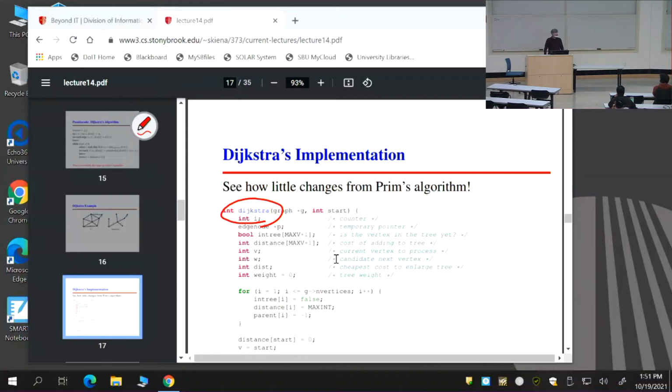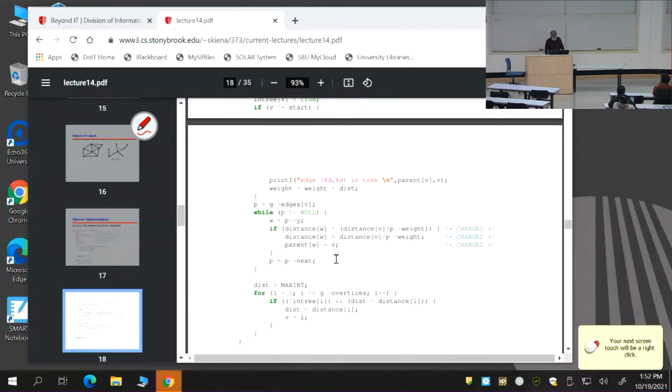Remember what Prim's algorithm did. Prim's algorithm always said we're going to start from a vertex and try to find the edge that links a vertex in our tree to something that's not in the tree. We wanted the cheapest such edge, right? What is the difference now? I am going to claim that the entire difference between Prim's algorithm and Dijkstra's algorithm is here.